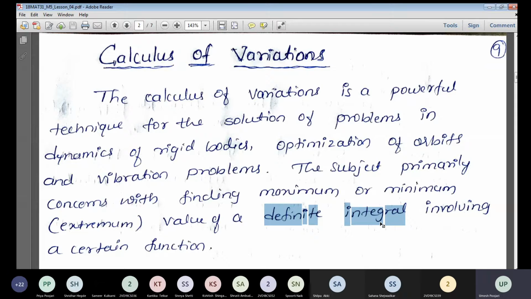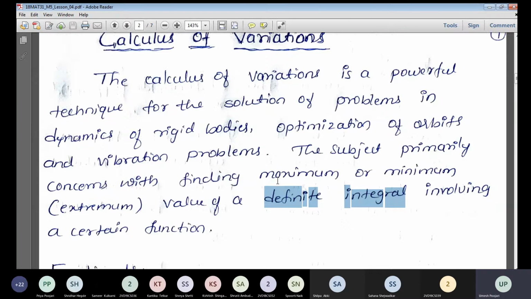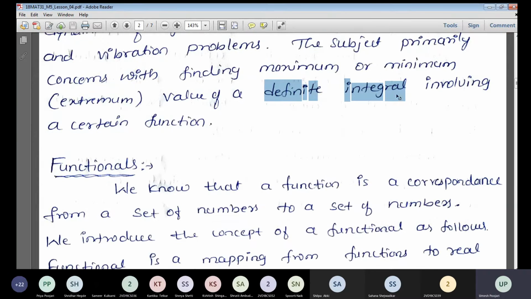Understood? The basic meaning of calculus of variation is that we use this particular method to find the maximum or minimum value of a definite integral involving a certain function. But as I told you, before understanding this, you have studied from PUC what is the meaning of function and how to solve functions. So what is the definition of a function? A function is nothing but a mapping from numbers to numbers.